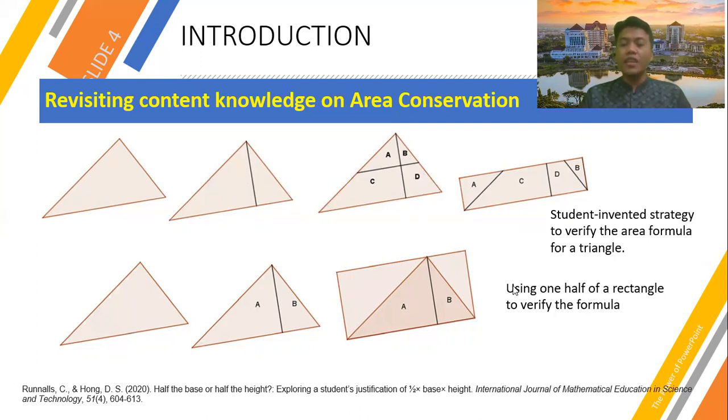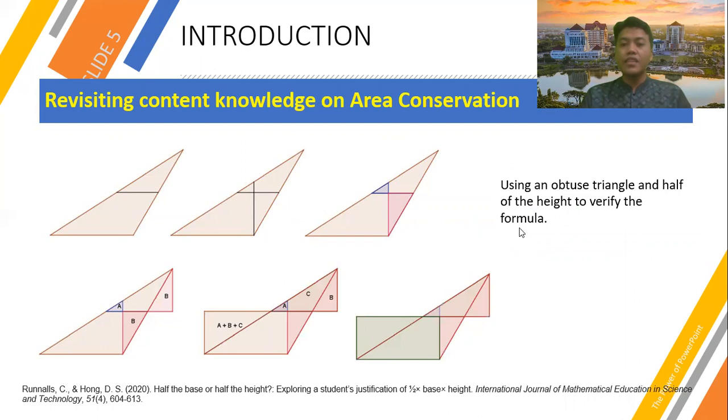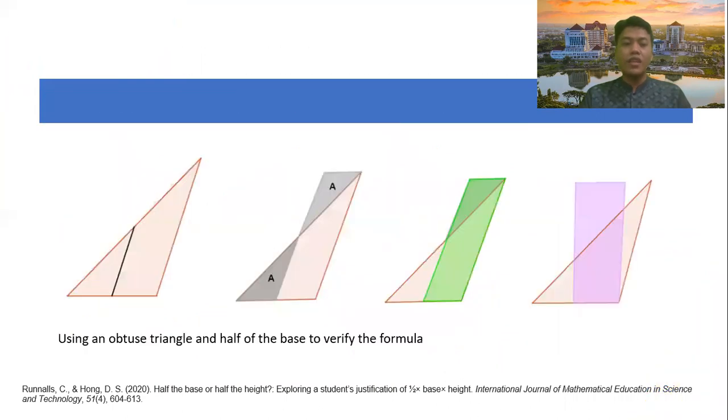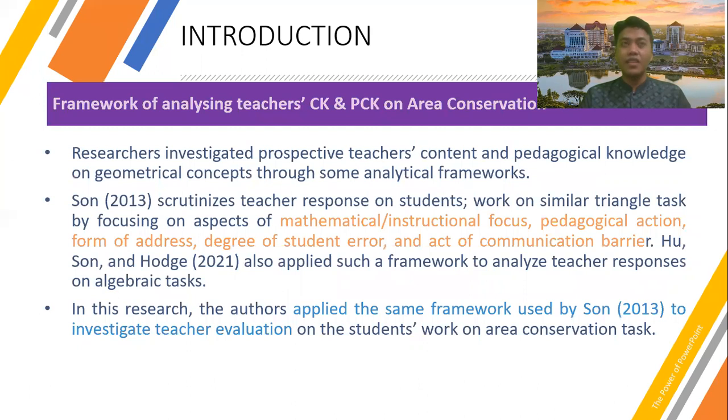And then, we can use half of a triangle to verify the formula. We can also use an obtuse triangle and half of the height to verify the formula, as you can see here. And then we can also use an obtuse triangle and half of the base to verify the formula. Those are things that we can use to revisit the content knowledge of area conservation regarding the formula of triangle area.